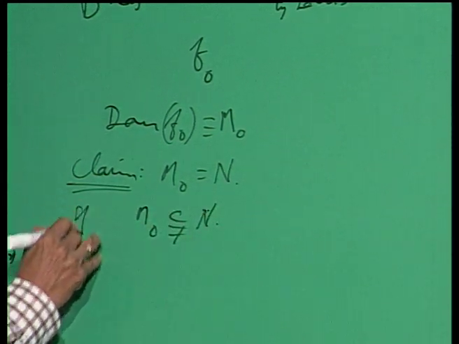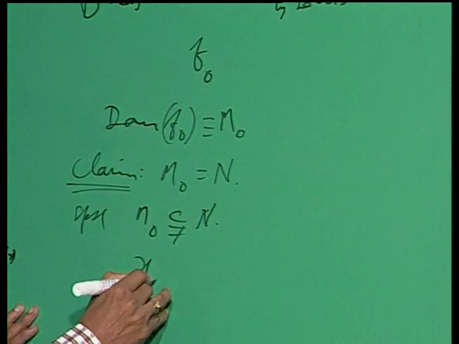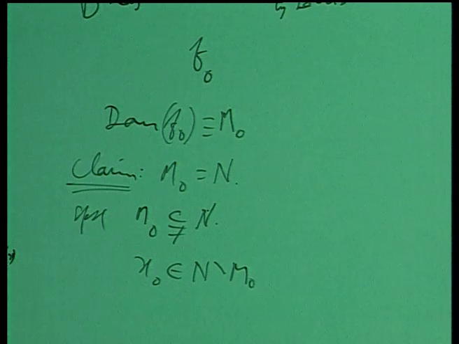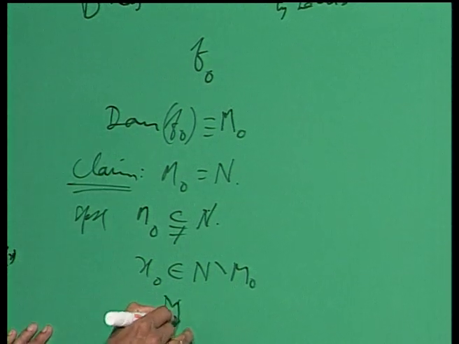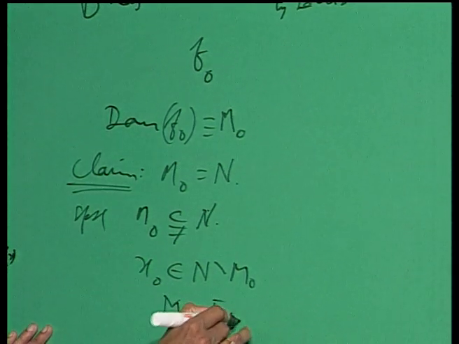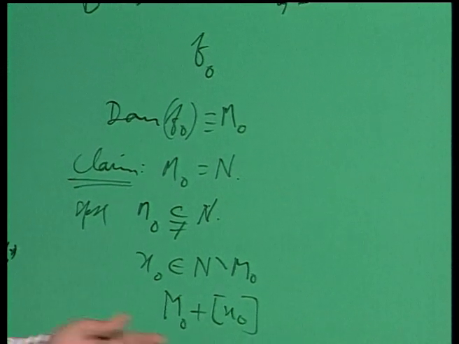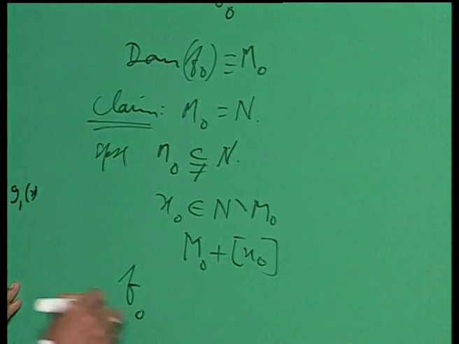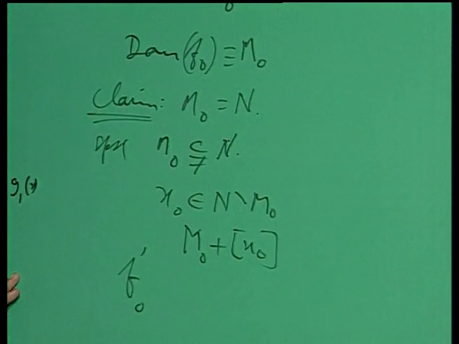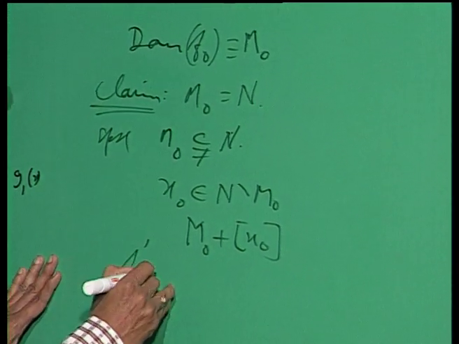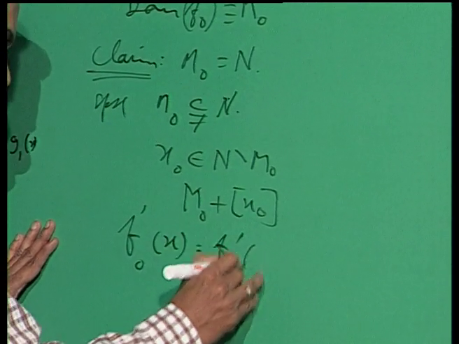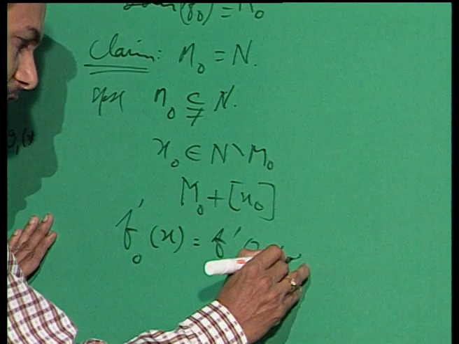Then we can take an x naught coming from N minus M naught. Then if we look at the space generated by M naught and x naught, on this space we can define a linear functional f naught dash as follows. F naught dash of x is f naught dash of m plus alpha x naught.